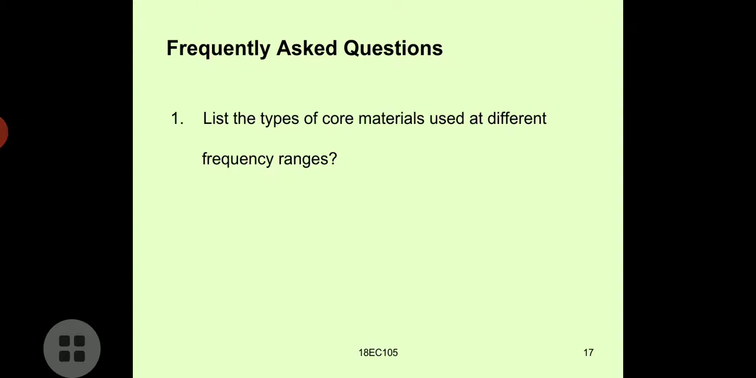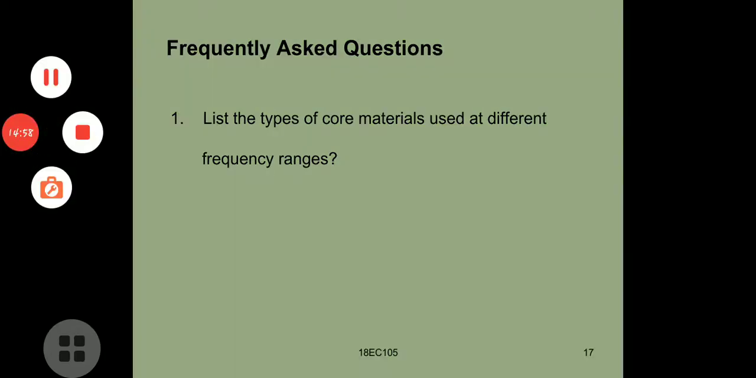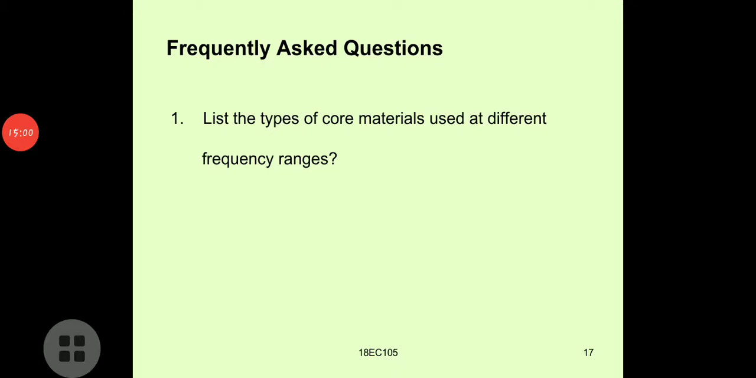So far we have studied the different types of core materials and the frequency ranges related to the material that is used as a core at that particular frequency. And also we have seen a few applications where they are actually used in the practical field.